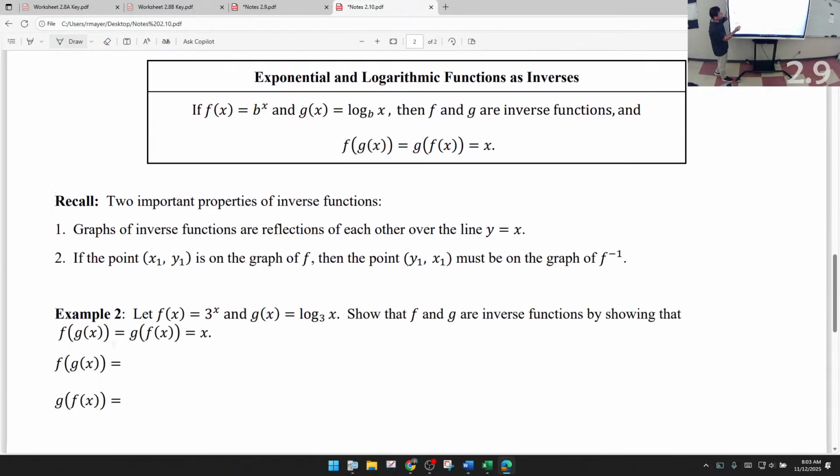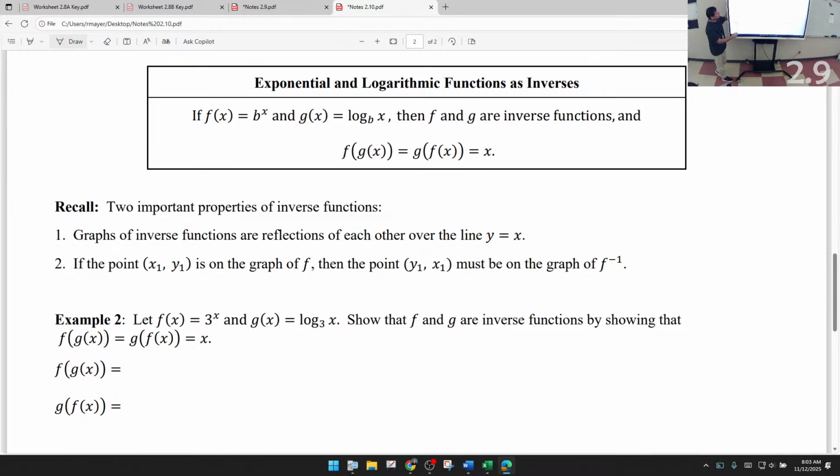All right, beautiful. Now what do they say? f of x equals b to the x. g of x equals log base b of x. In other words, this is exponential, this is logarithmic. This is an inverse of this. g is an inverse of f. f is an inverse of g. f and g are inverses. You don't need to tell me that, I know that. Therefore, f of g of x and g of f of x equals x, and we learned that from the lesson 2 days ago.